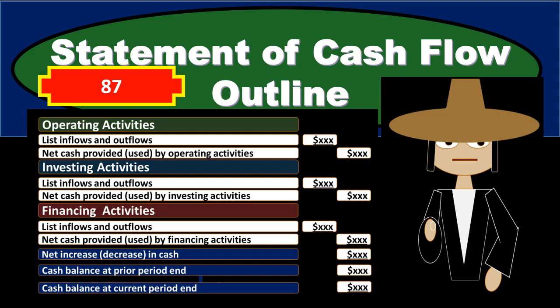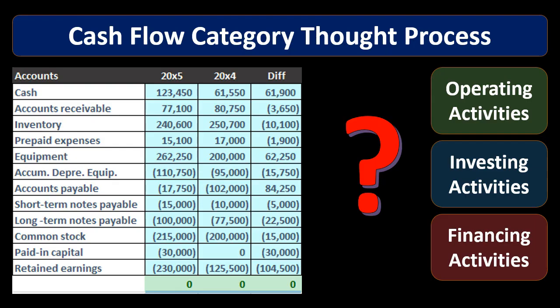In this presentation, we will take a look at an outline of the statement of cash flows. In order to understand the outline for the statement of cash flows, we want to get a quick example of how we're going to format the statement of cash flows. We're going to take something like this worksheet on the left side, and we're going to be putting this information into the three categories of the statement of cash flows: operating activities, investing activities, financing activities.